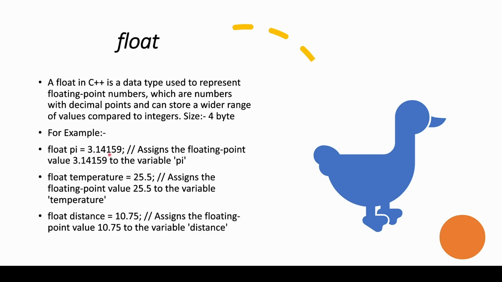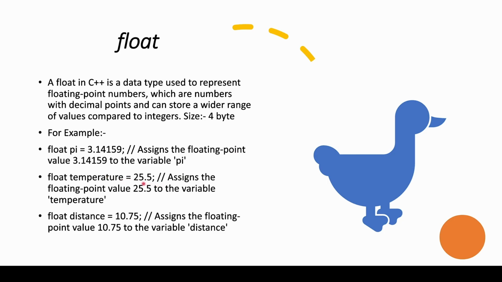There is another way to represent float, that is if you write f at the end. If you write f at the end, then it is of type float. For example, 3.59f. This is a float. Okay, this is a floating point number.